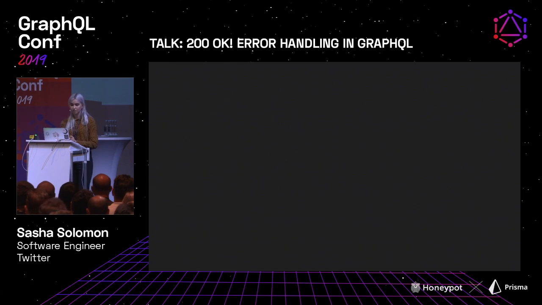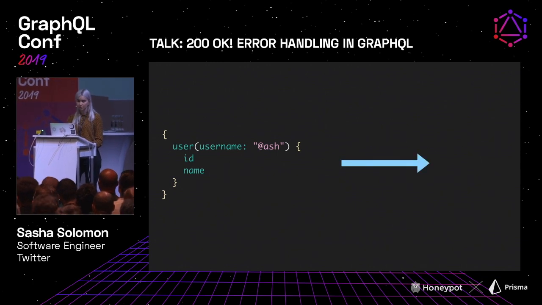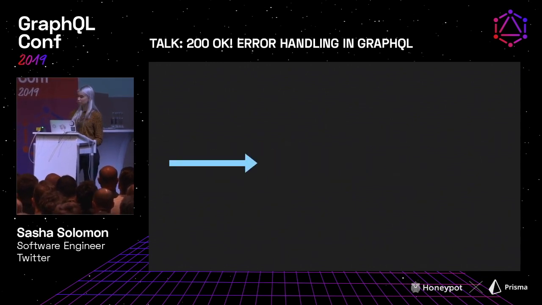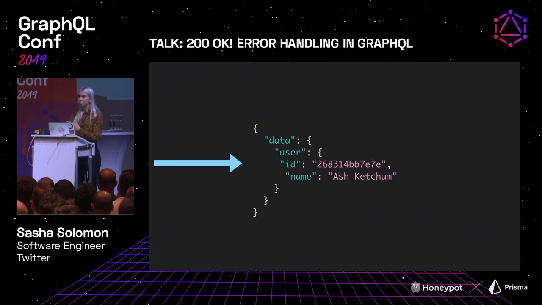So first off, let's just start like we would any good talk with a GraphQL query. So we'll query for a user, Ash, and then ask for their ID and name. Let's run that query, and we'll get something like this back. Everything worked out. We got our user, and we asked for an ID and a name. We got everything. But what happens when things don't work out in GraphQL?